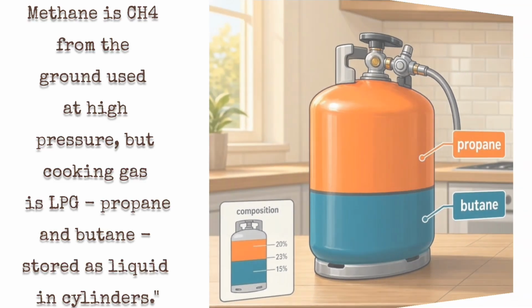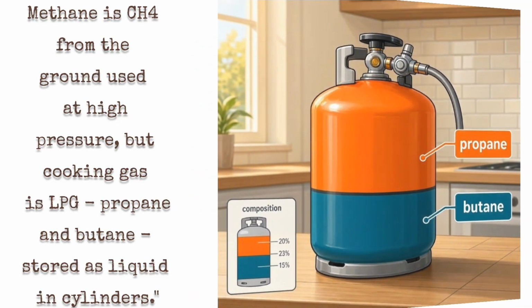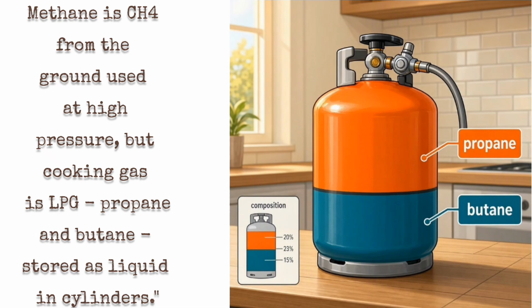Methane is CH4 from the ground, used at high pressure, but cooking gas is LPG, propane and butane, stored as liquid in cylinders.